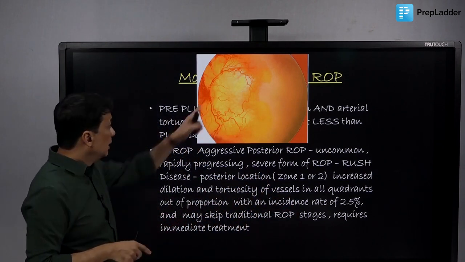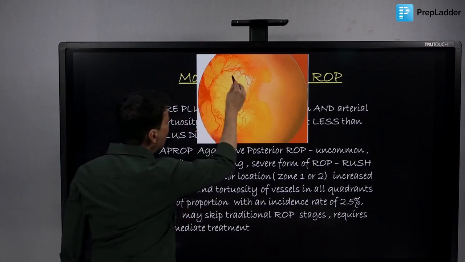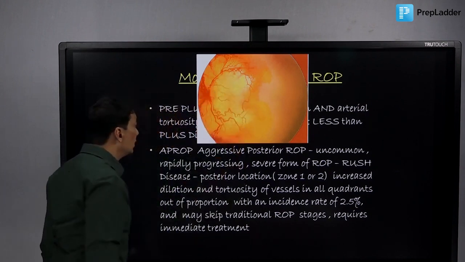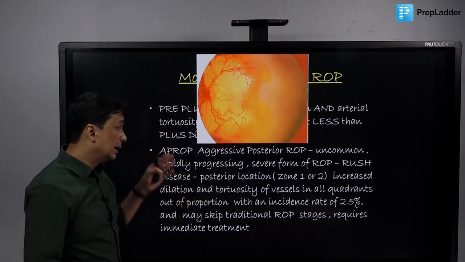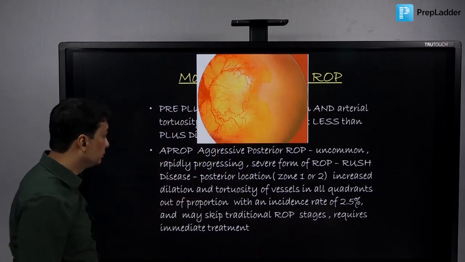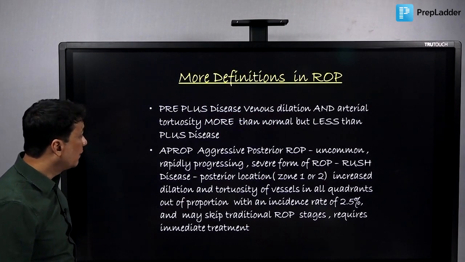So this is the aggressive form. You can look at the blood vessels, how angry looking they are, and this is a typical APROP, which can lead to very, very fast deterioration. Very well. So we've got our definitions now.